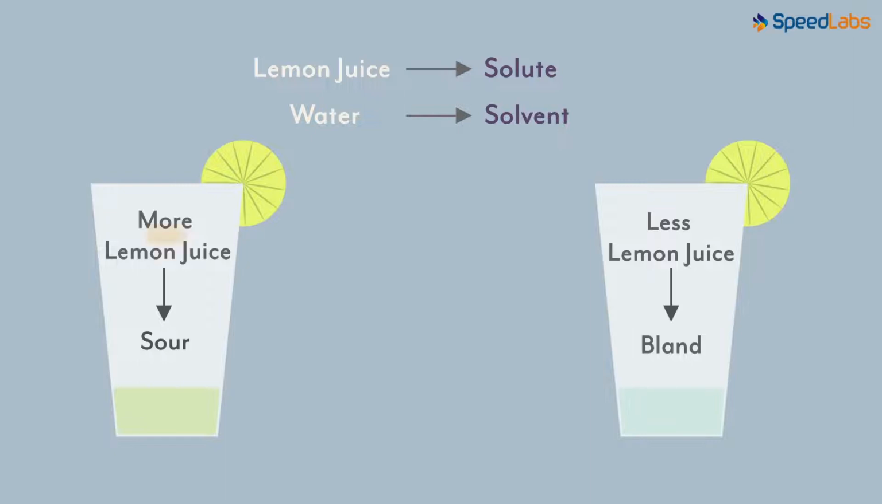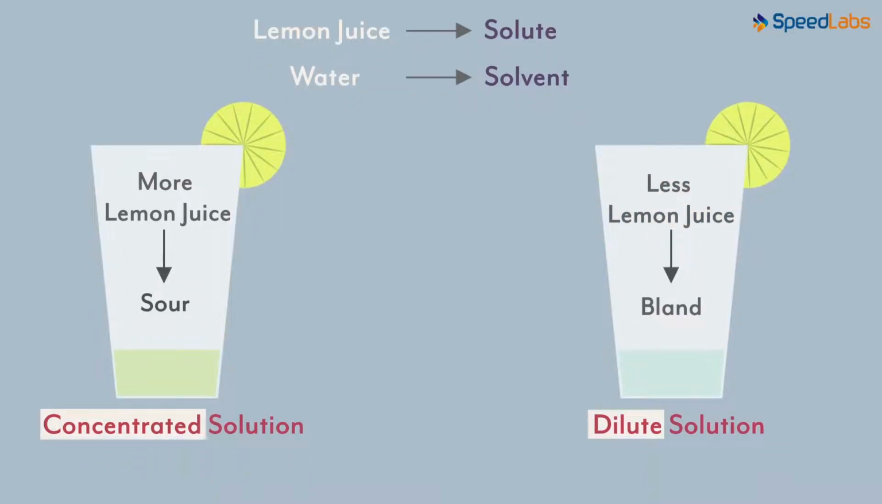When the amount of solute is higher in a solvent, we call it a concentrated solution. And when the amount of solute is relatively less in the solvent, we call it a dilute solution. The terms concentrated and dilute are relative terms. They depend on the amount of a solute and a solvent.